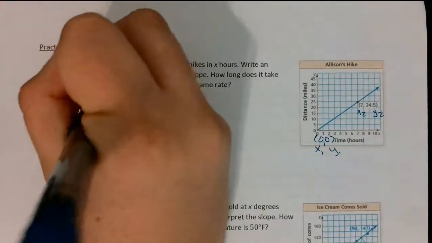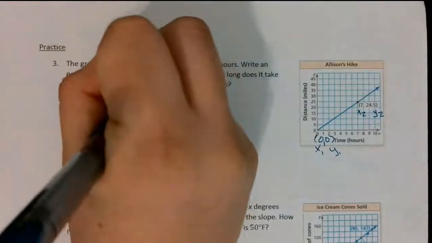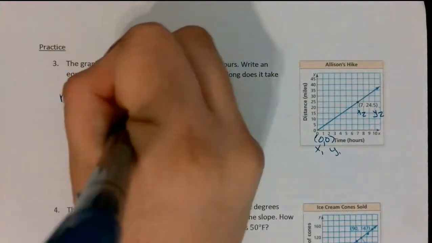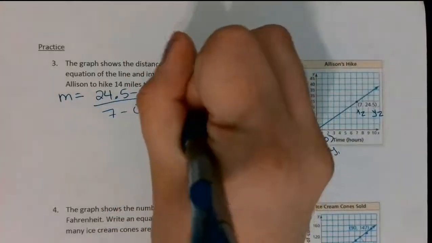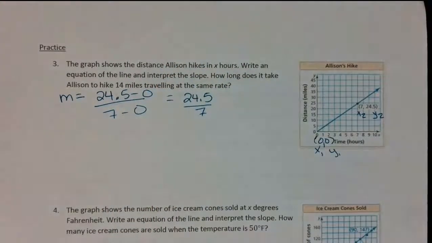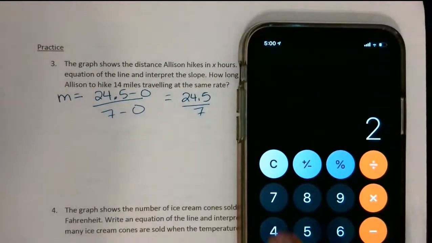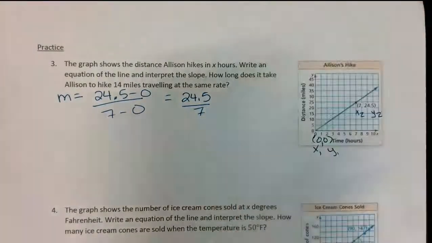So that's going to be 24.5 minus 0 over 7 minus 0. That gets me 24.5 divided by 7. Since I have a decimal in my fraction, I actually want to go ahead and divide this out. So I am going to use my calculator. 24.5 divided by 7 equals 3.5.